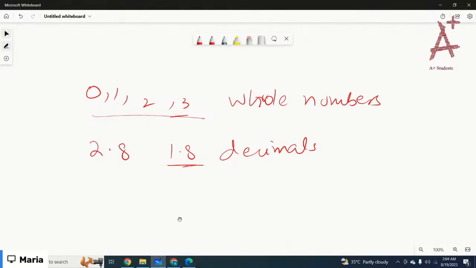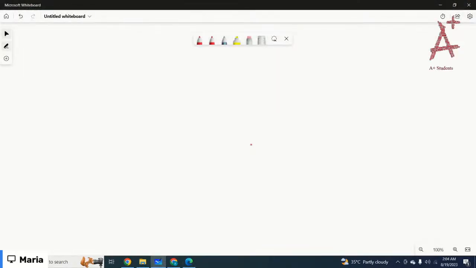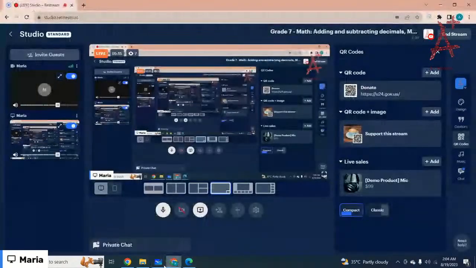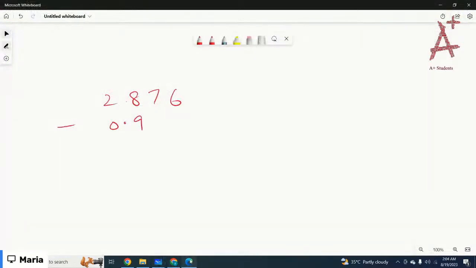Okay, so you have to subtract 2.876 take away 0.975. 6 take away 5 is 1, 7 take away 7 is 0, 8 take away 9, you cannot subtract 9 out of 8, so you have to borrow 1. Here you have 1 and here you have 18. 18 take away 9 is 9 and that would be 1.9.